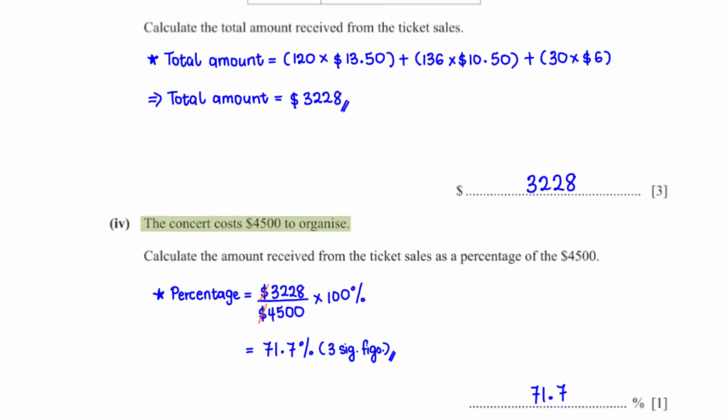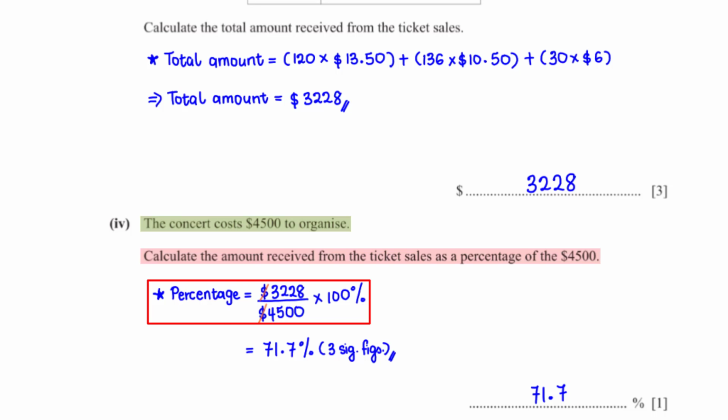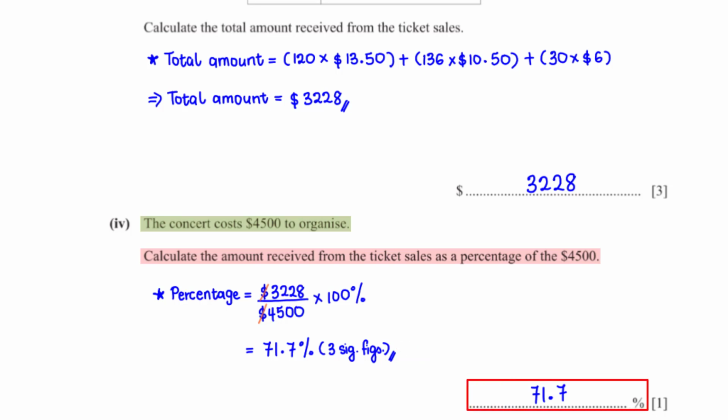The concert costs $4,500 to organize. Calculate the amount received from the ticket sales as a percentage of the $4,500. When setting up a percentage, the value after the "of", which in this case is $4,500, becomes the denominator. So we have $3,228 divided by $4,500 times 100%, which is equal to 71.7% rounded to three significant figures.